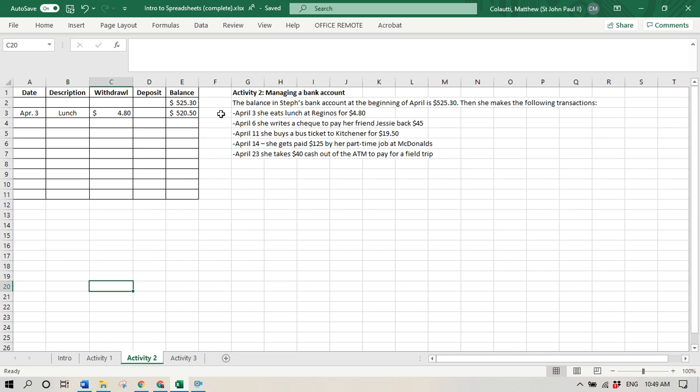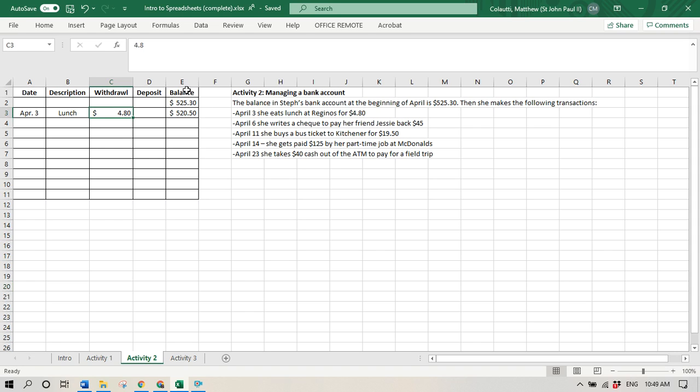Activity number 2 is a bank account. This is another great use of a spreadsheet. So this is Steph's bank account at the beginning of April. She had $525.30. Wow, good savings, Steph. Then she makes some transactions. So on April 3rd, she has lunch. Lunch at Regino's costs her $4.80. So she's going to write $4.80 in her balance book here.